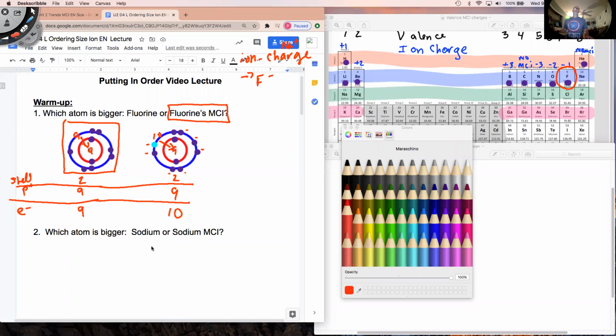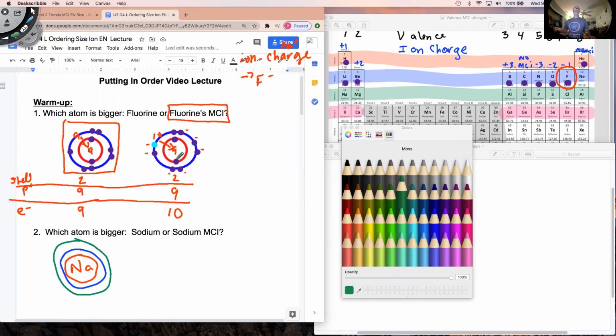So let's take a quick look. It says, what's bigger, sodium or sodium's ion? Well, if we have sodium sitting right here, I didn't draw that out, I didn't feel like it. Sodium, ladies and gentlemen, has how many valence electrons? Well, sodium is sitting here with 11 electrons. It's got one shell, and it's got two shells. And then it's got the third shell.